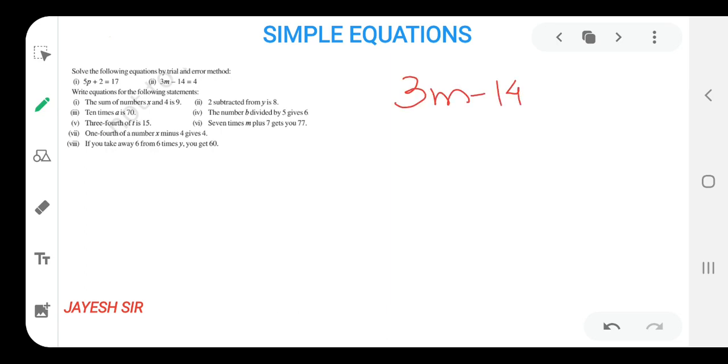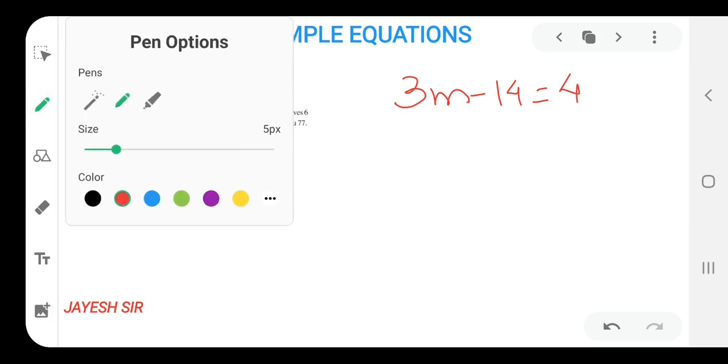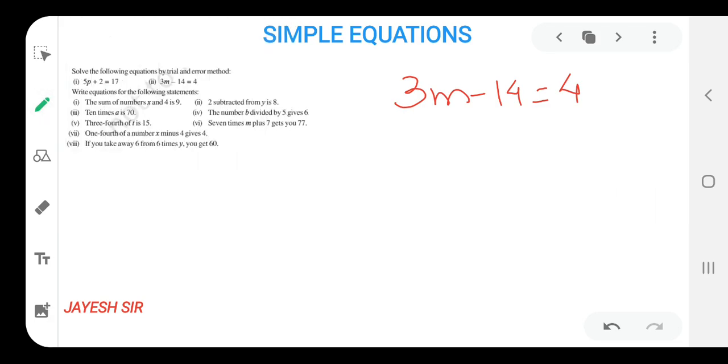3m minus 14 equals 4. Now 14 and 4 make 18, so we should start putting values from around 4, because we need large numbers. That's why I'm putting the value of m from 4, 5 and 6 so that we can get the answer. You can check by putting from 1 also.